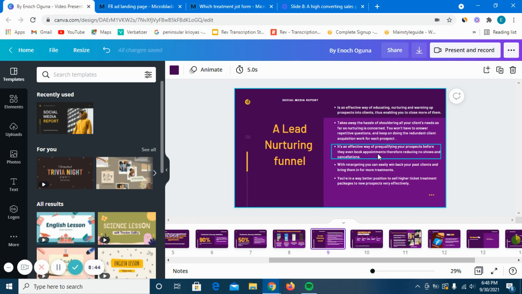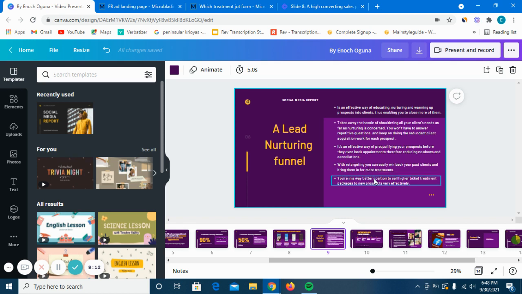But you can also do this with your past clients, your old clients that have come for your treatments a year ago or maybe a couple of months ago. You can easily do this and keep them coming back over and over again for your other treatments. That is with retargeting. There's a way that you can retarget people with Facebook ads.